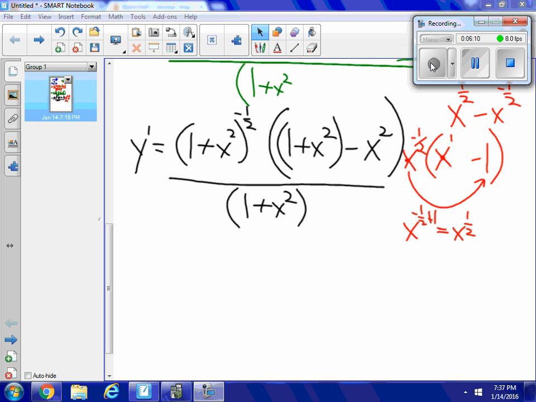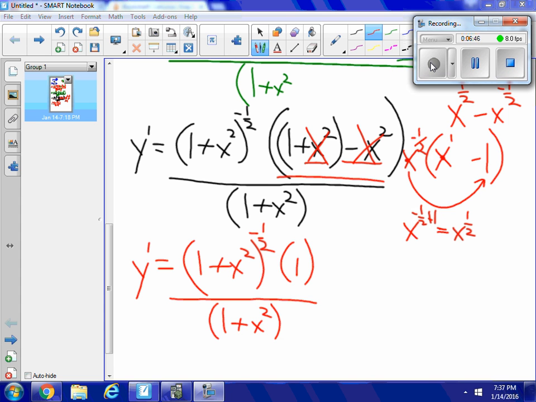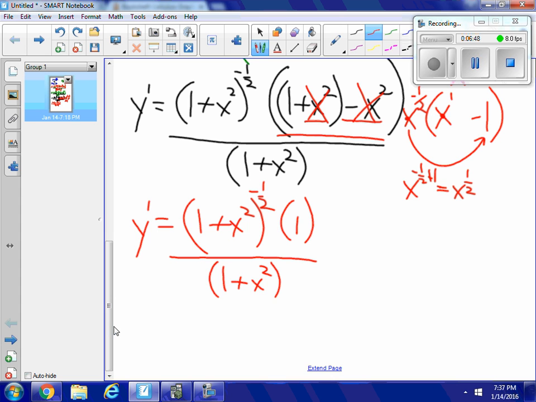got to that. Part of the reason I got to that is because within this parentheses here, I have a plus x squared minus an x squared. So those are going to cancel out. And I'm going to have y prime is equal to 1 plus x squared to the minus 1/2 times 1, because those canceled out, divided by 1 plus x squared. Well, this is getting kind of interesting.